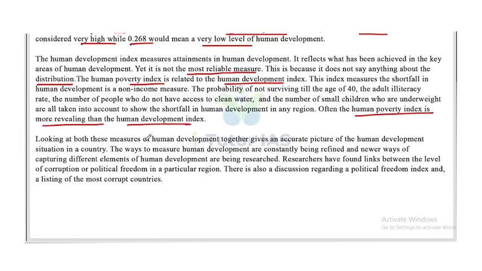Looking at both these measures, the Human Development Index and the Human Poverty Index, together gives an accurate picture of the human development situation in a country. The ways to measure human development are constantly being refined, and newer ways of capturing different elements of human development are being researched. Researchers have found links between human development and the level of corruption or political freedom in a particular region. There is also a discussion regarding a political freedom index and a listing of the most corrupt countries.